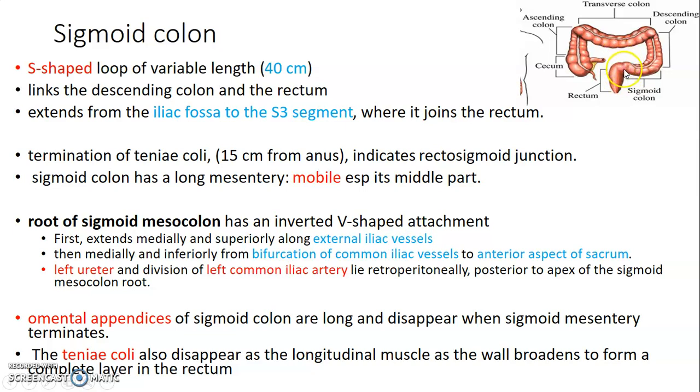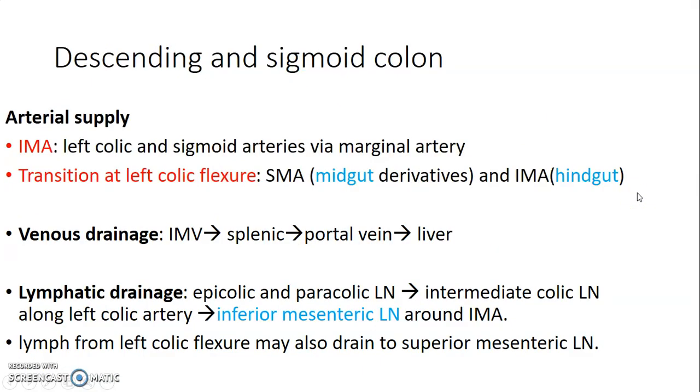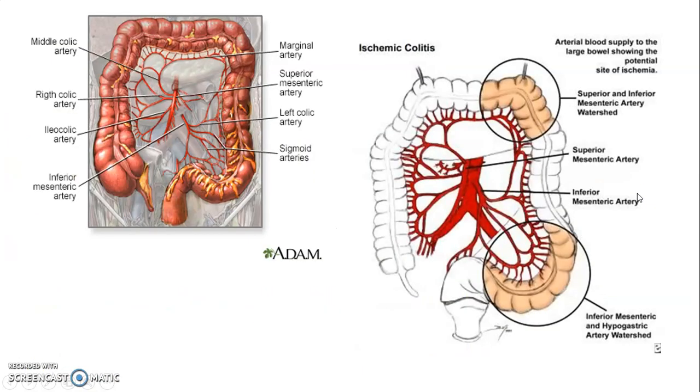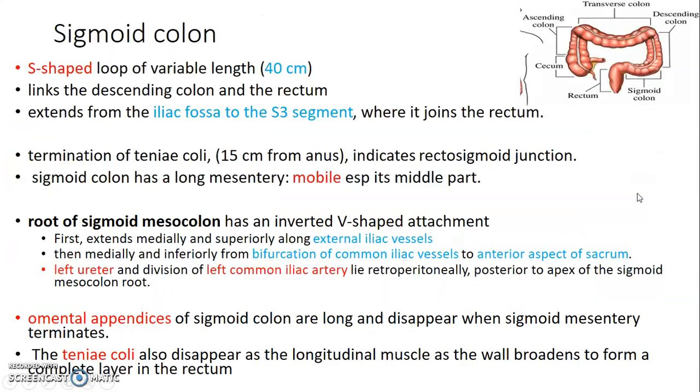So the rectosigmoid junction is 15 centimeters from the anus, and it is the location where the taenia coli terminate. The sigmoid colon has a very long mesentery, which makes it very mobile, especially on its medial aspect. So the termination of the taenia coli, we've said, indicates the rectosigmoid junction.